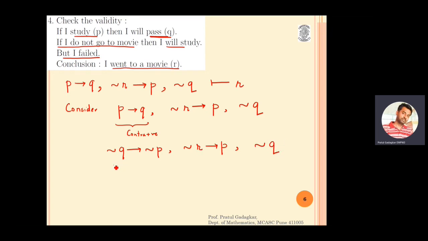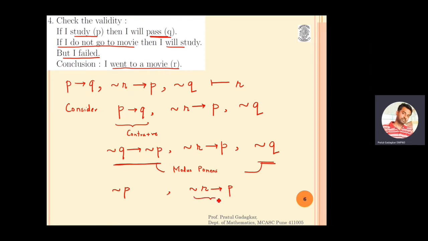Now, when I look at the first and the last one, I see that negation Q is there, and negation Q implies negation P is also there. So for these two, I can apply modus ponens. By modus ponens, I will get negation P from negation Q and negation Q implies negation P. And negation R implies P remains as it is.